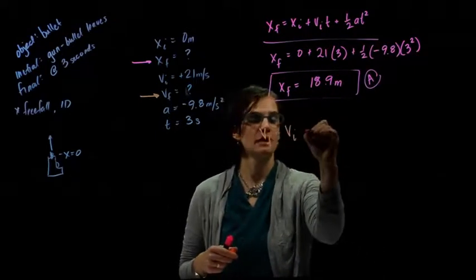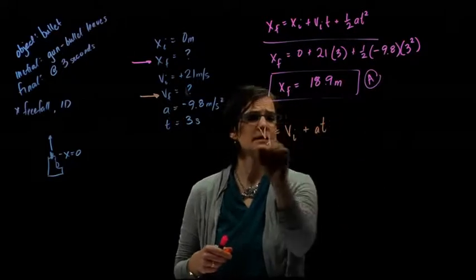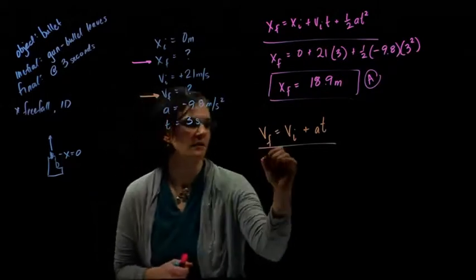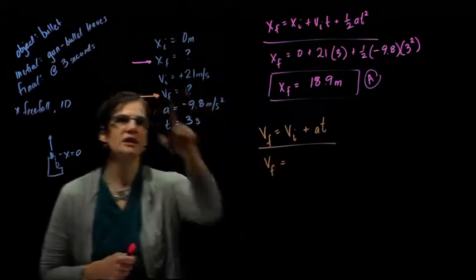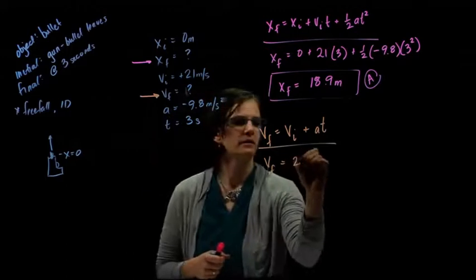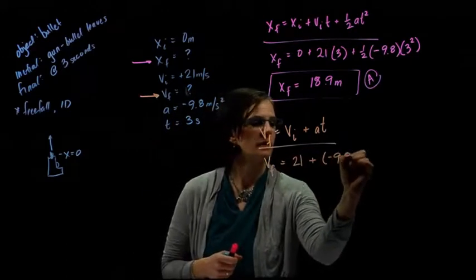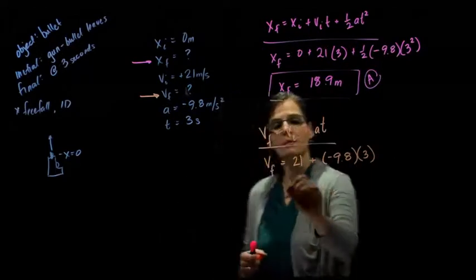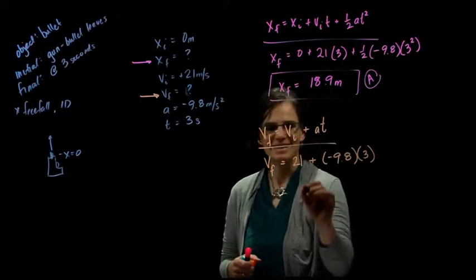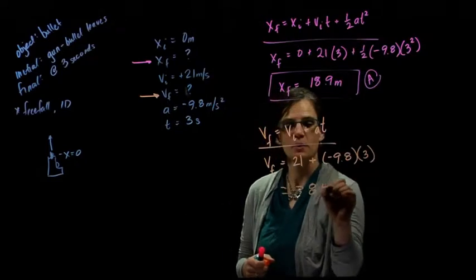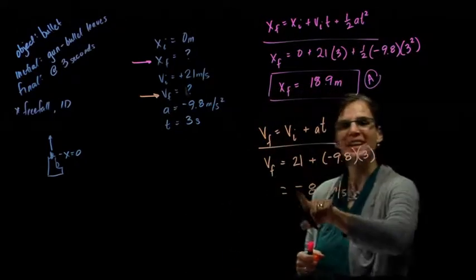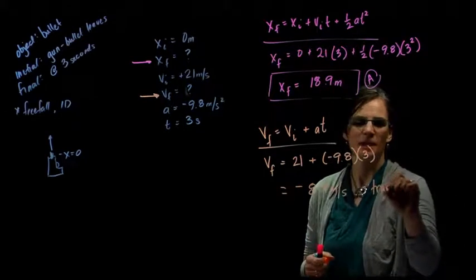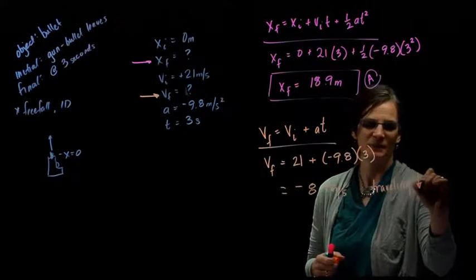So final velocity equals initial velocity plus acceleration times time. So final velocity is what we're interested in. That remains its variable. Initial velocity is given as 21, plus our acceleration of negative 9.8 times our time of 3 seconds. And when we do that, we find that our final velocity is negative 8.4 meters per second. So that negative is what gives us the information. Negative means the object is traveling down.